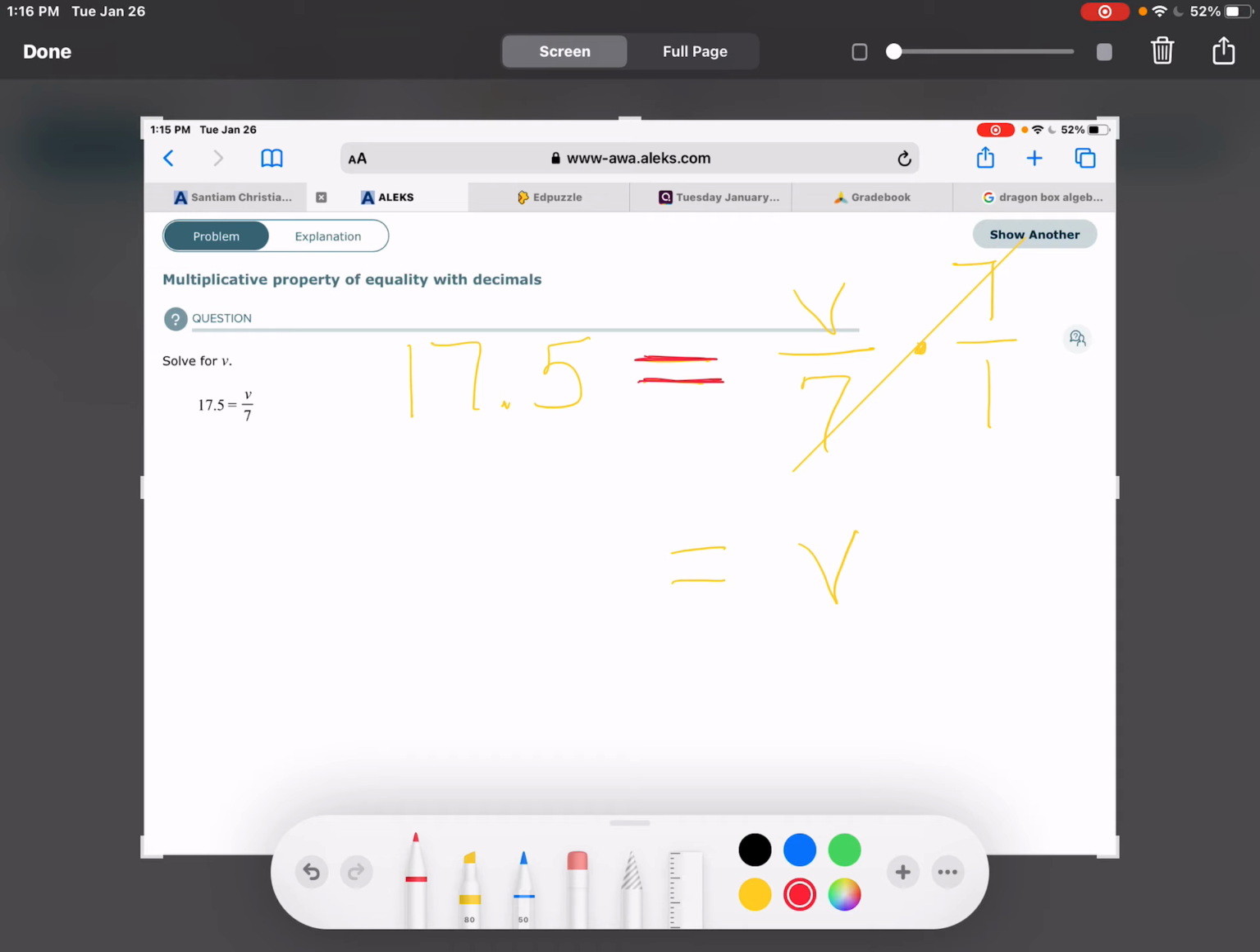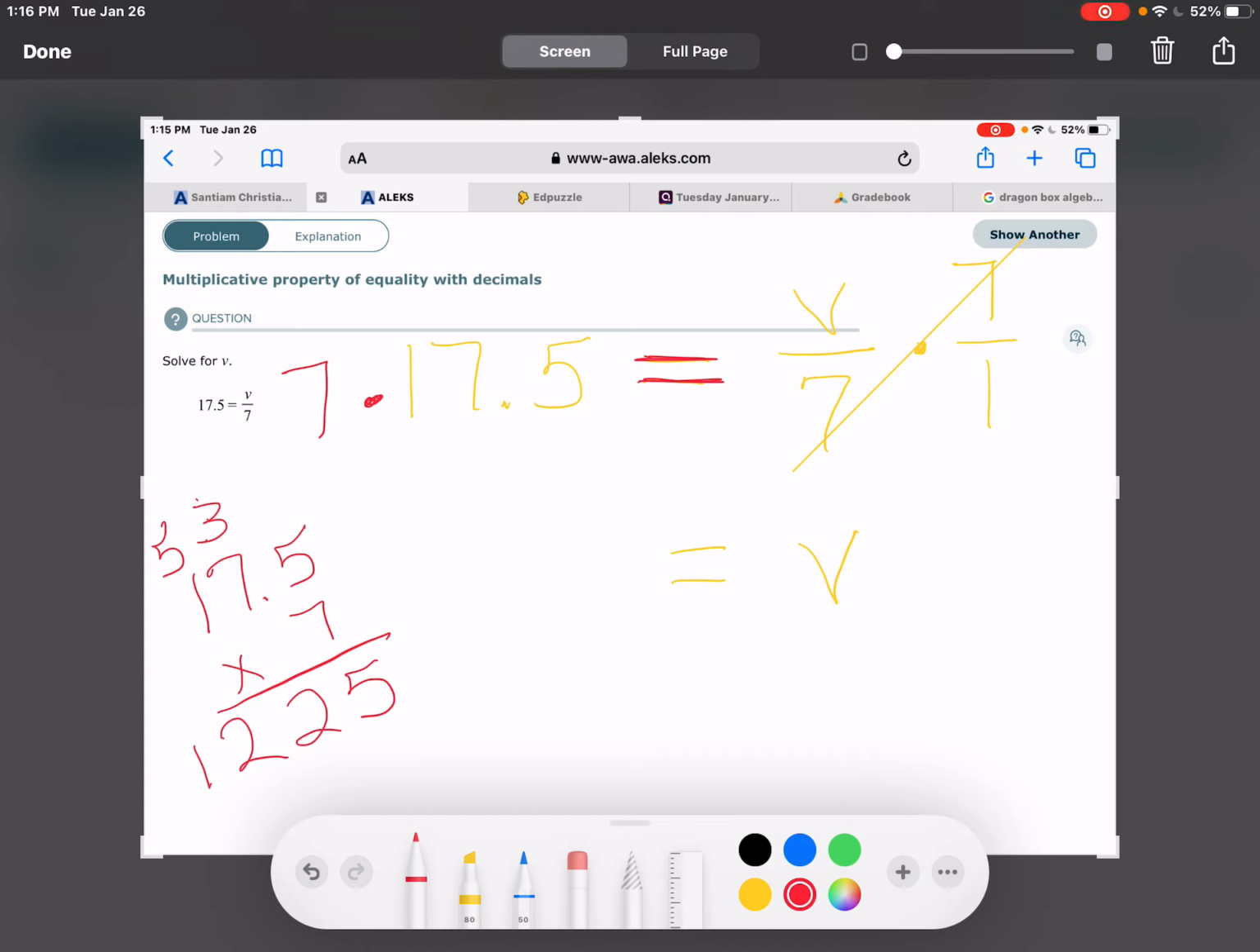except for the fact that my other side of the equation is now totally unbalanced. So I need to go over here and go times 7. So I need to do this math. 17.5 times 7. 7 times 5 is 35. 7 times 7 is 49, 50, 51, 52. Carry a 5. 7 times 1 is 7, and 7 plus 5 is 12.